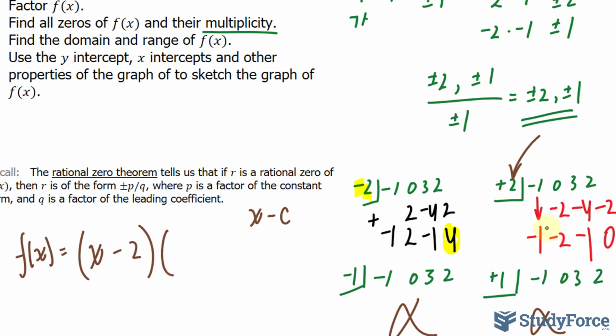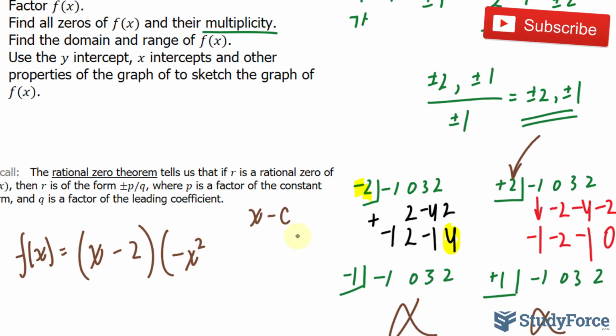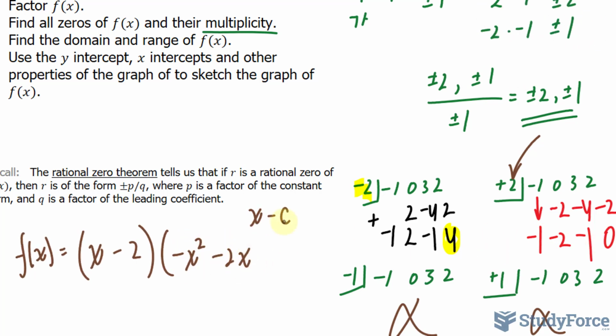And this is being multiplied to a factor where these numbers represent the leading coefficient of an expression that's of second degree. So we have negative x squared, negative 2x, and negative 1 as the constant. We can now go ahead and find the zeros by setting f of x equal to 0.